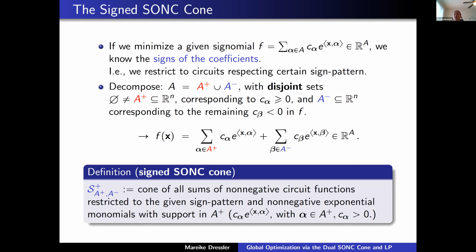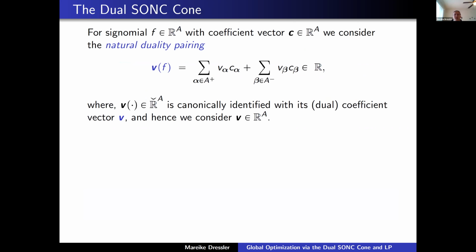Let's talk about the dual. So notation-wise, now everything with a check over the letter corresponds or indicates duality. And first, we consider clearly the natural duality pairing between a zignomial F with coefficient vector C and an element in the dual. This is given as usual. And here, as for the primal case, we identify this dual element with its coefficient vector. And again, we consider this coefficient vector being in R to the A.